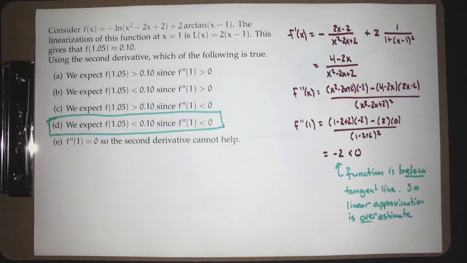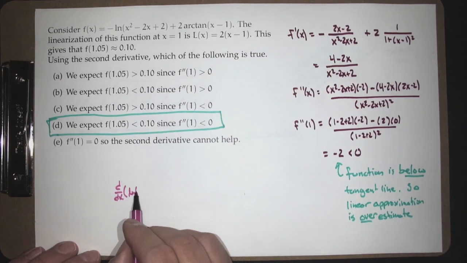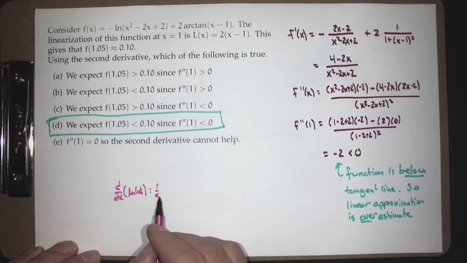What happened to the log from the original? So how do you take a derivative of a natural log? What's the procedure? Well, what's the derivative of natural log x? Do you remember the derivative of natural log x? Yeah, so the derivative of natural log of x is 1 over x.